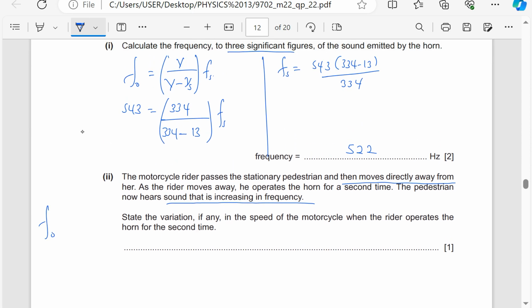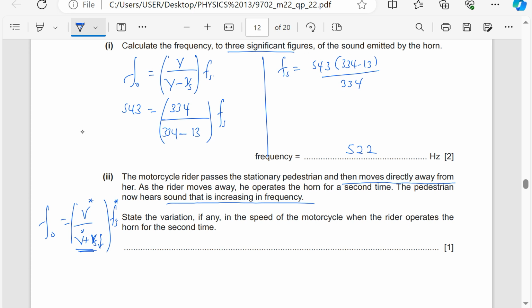So we look at f0 equals v over v plus vs, because it's moving away, times fs. But the frequency is increasing. The only way the frequency should be increasing must be because fs is constant, of course. Speed of sound in air is constant. The only thing which must be changing is the speed of the source. So the speed of the source must be decreasing to make the denominator smaller so that the observed frequency is higher.